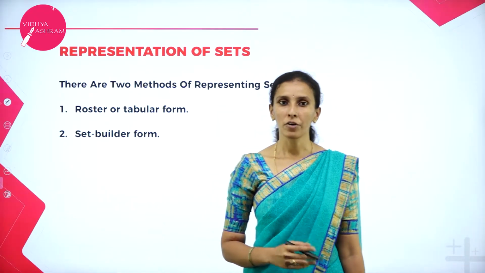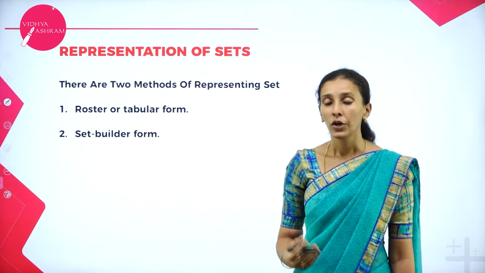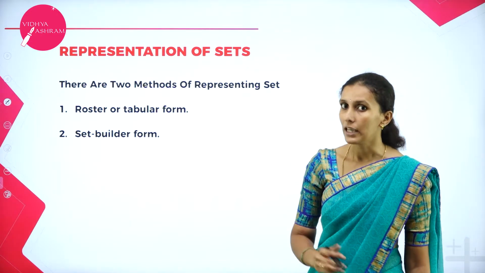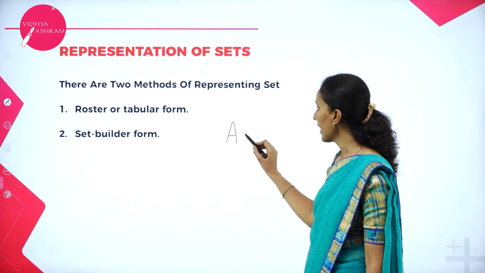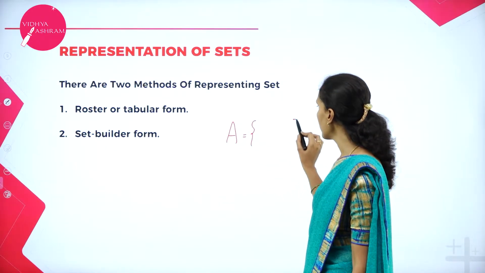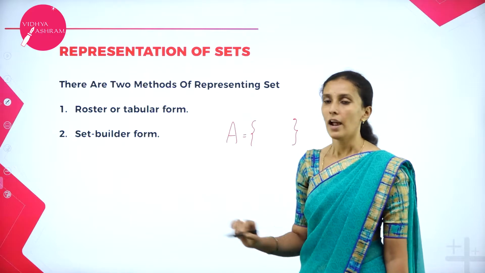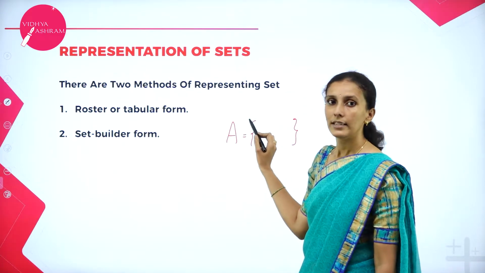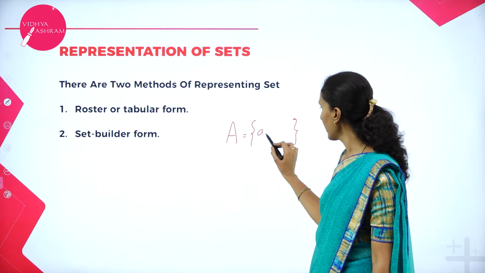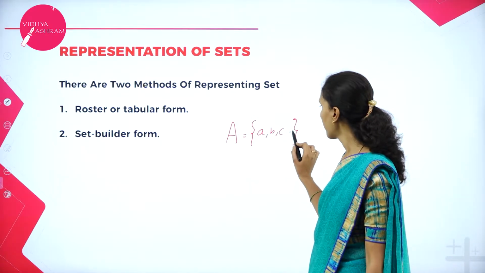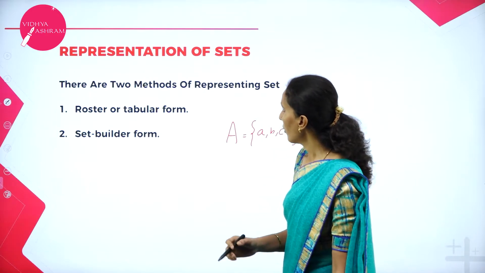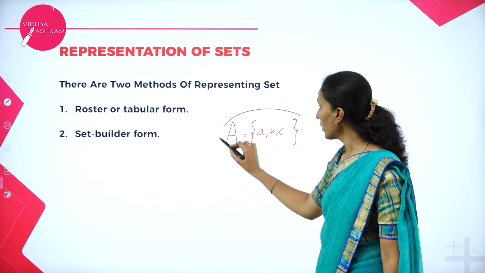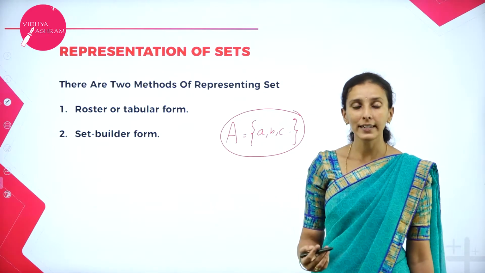set. Now we come to how we represent a set. We have learned how we denote a set. A set is always denoted with a capital letter and the elements are written inside the flower brackets, and any element inside the set is written using small alphabets. Also any numbers or alphabets. Okay. So this is how we denote a set.